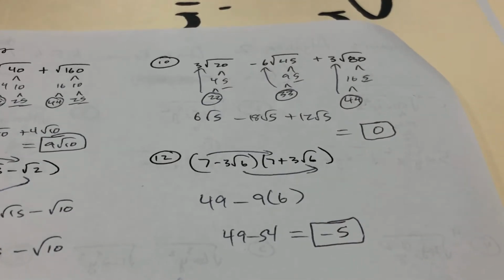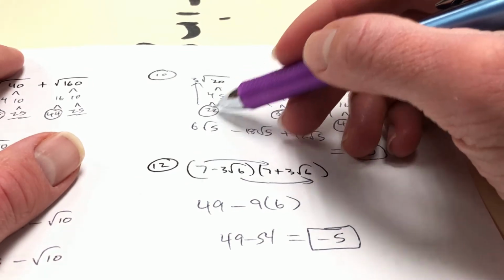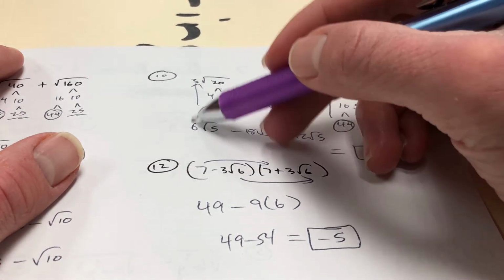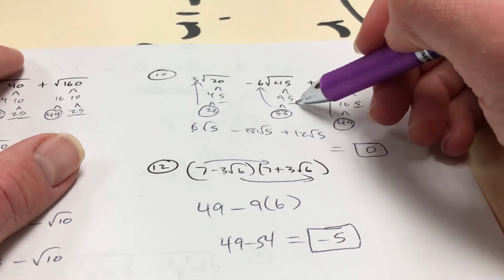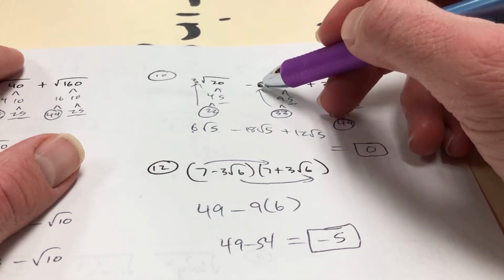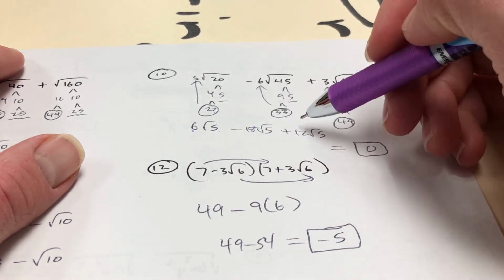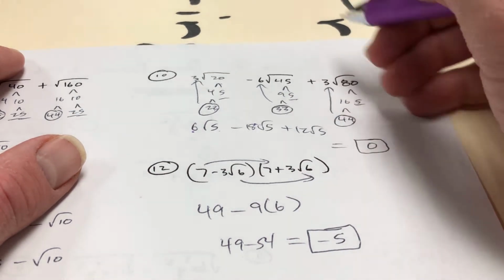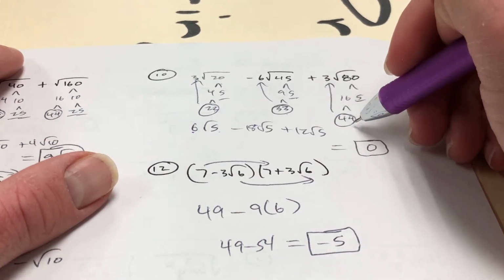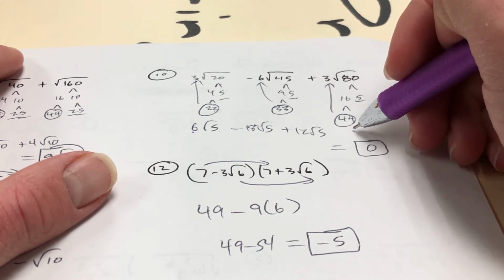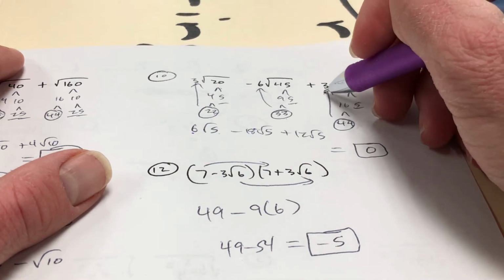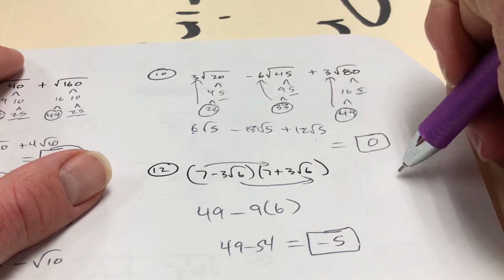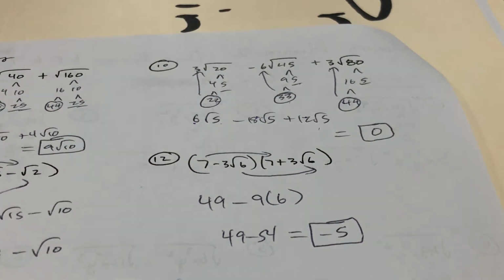All right, so on 10 here, root 20 is 2 root 5, so the 2 is going to multiply with 3 to give you 6 root 5 minus. Square root of 45 is 3 root 5, so 3 is going to multiply by 6 to give you 18 root 5 plus square root of 80. Now, I know 4 and 4, that breaks down, but it's 2 to the 4th, or 2 pairs of 2, or a pair of 4. Anyway, 4 is going to multiply by 3 to give you 12 root 5. That's 0. That's 0 root 5. Nothing.